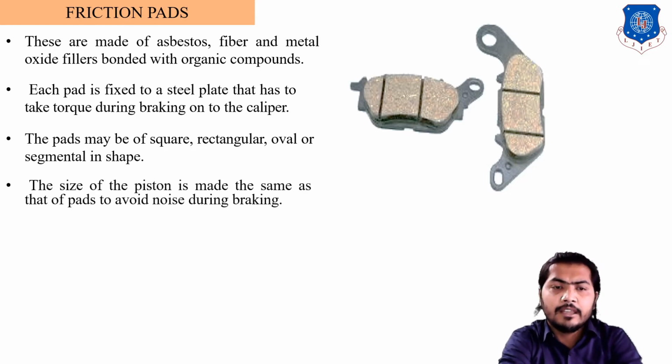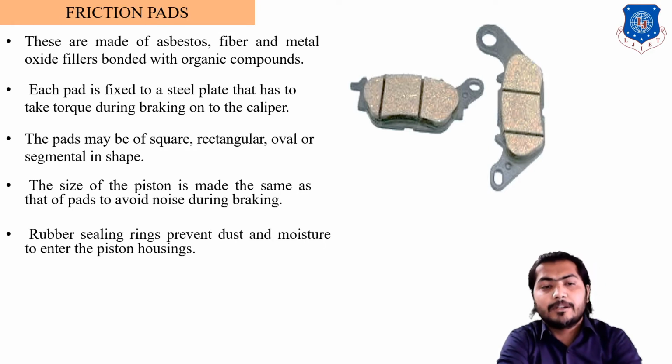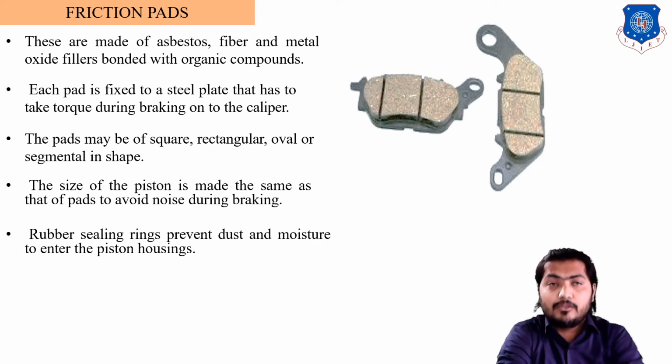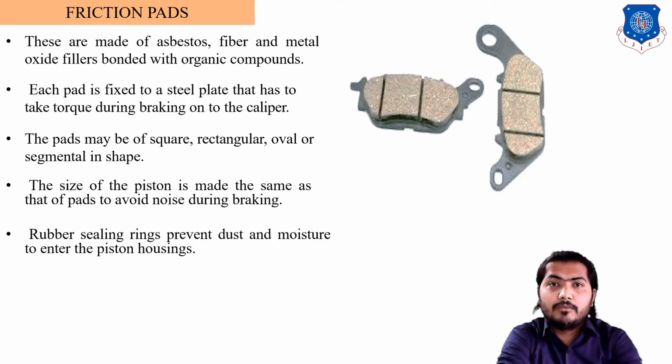The size of the piston is made the same as that of the pad to avoid noise during braking. A rubber sealing ring prevents dust and moisture from entering the piston housing. So the rubber seal prevents dust particles, moisture, or air from coming inside the piston housing, because that affects the braking system, and then the brake is not applied perfectly.